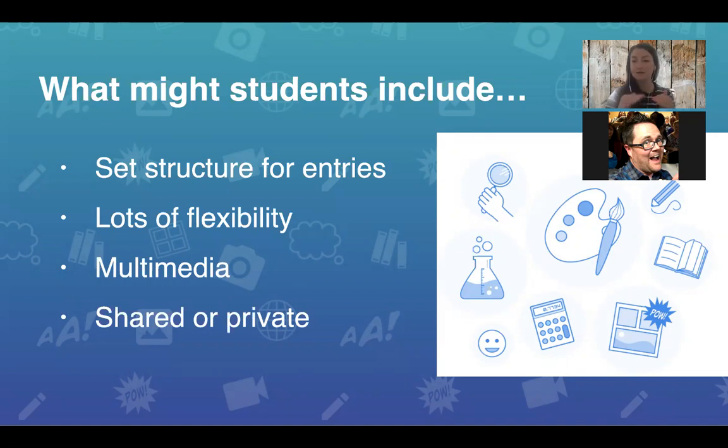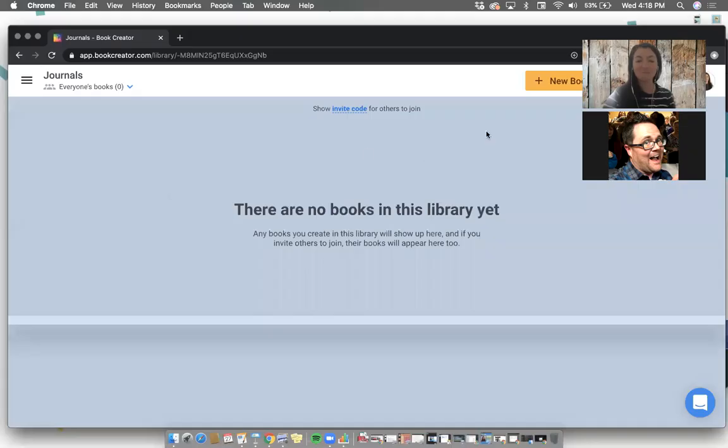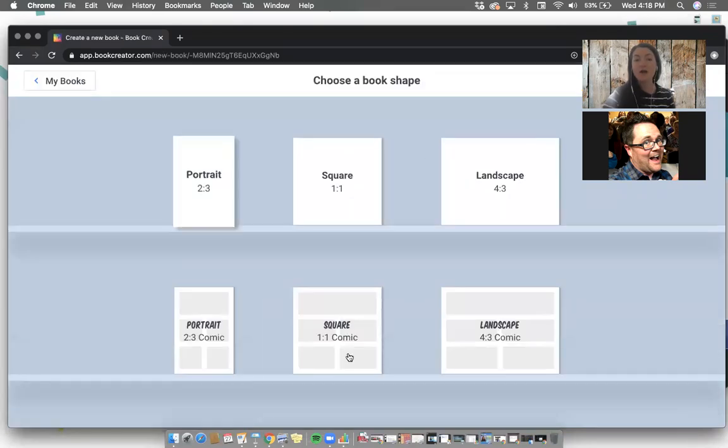And you saw me make some decisions about that as I set up our library in the first place. So let's go ahead and jump back in. Now, to create a journal, your kids would take the code that you've given them. They would jump inside of your library. So this is where you would see all of their books. And as soon as they're in here, they would click New Book, and they would create their journal.